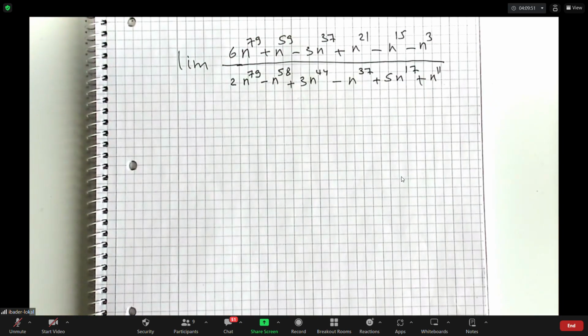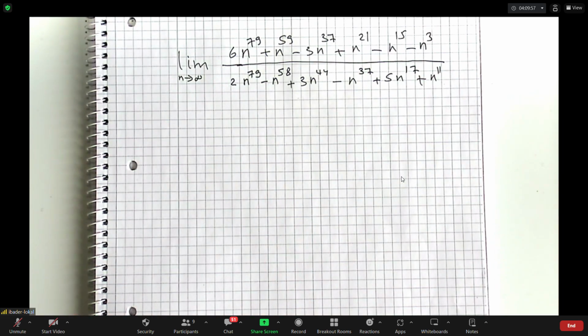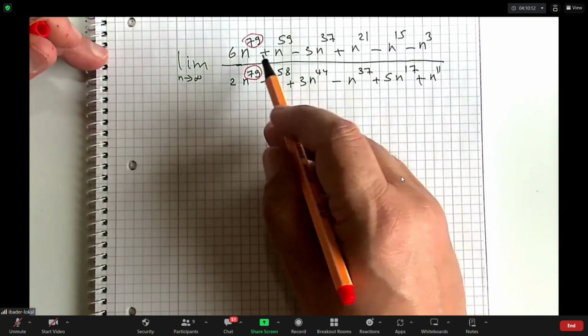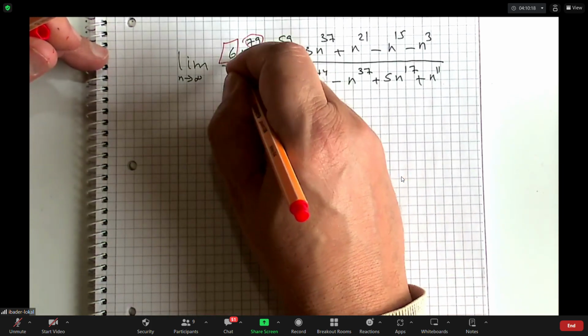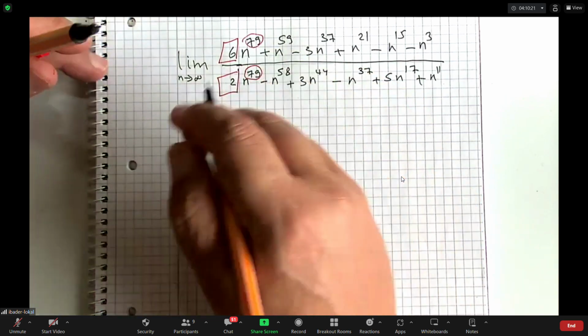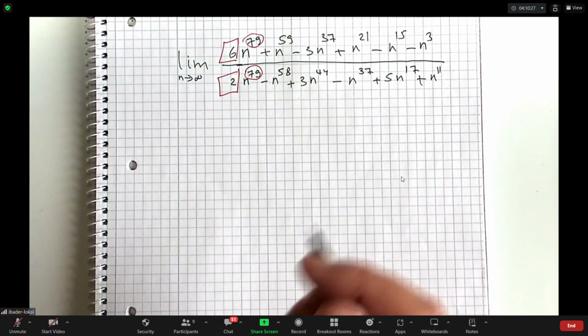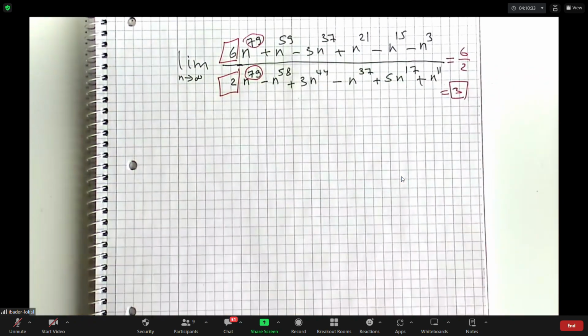You see, if you are asked to evaluate this, no problem, you use the same technique like before, the technique we used for equal degrees. Here the degrees of both polynomials are equal. Then you divide by n to the power 79, and you will end up with the coefficient divided by the coefficient, because you will just reduce this to these coefficients. So at the end, you will get 6 over 2, which is equal to 3. You see how simple that is?